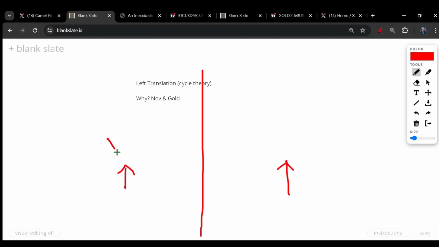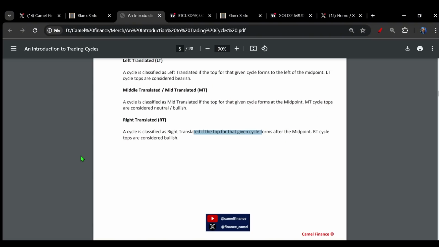So once more, we form a cycle low, we rally up, okay, the peak for the given cycle forms to the right-hand side of the halfway point, and we spend the rest of the time declining into a cycle low. So that is how we define translation. That's all it is, an observation of where the top for any given cycle forms relative to the middle.